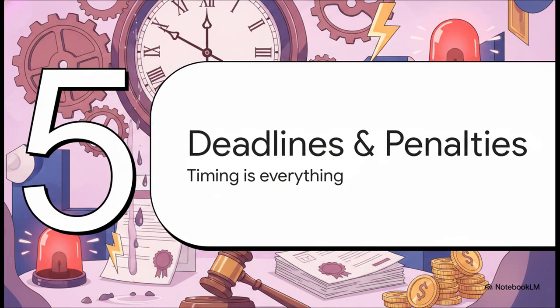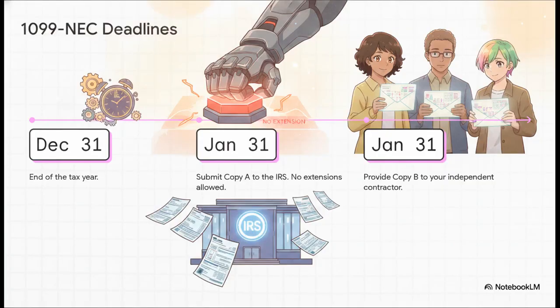Let's talk timelines in Section 5. Deadlines and IRS penalties. Unlike some other tax forms like the 1099-MISC, where you can get an automatic 30-day extension, the 1099-NEC has a rock-solid, unextendable deadline of January 31st. No exceptions. By that day, you must submit Copy A to the IRS, and you've got to get Copy B to your independent contractors so they can file their own taxes. The IRS set it up this way specifically to crack down on tax fraud, ensuring they have contractor income data nice and early in the filing season.